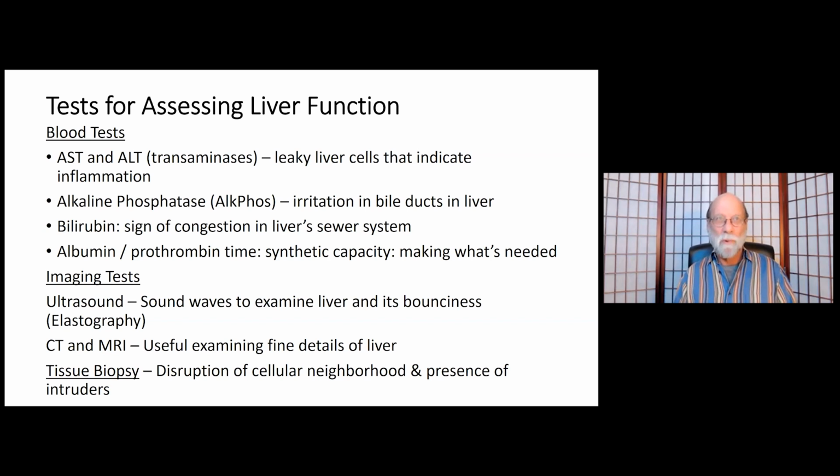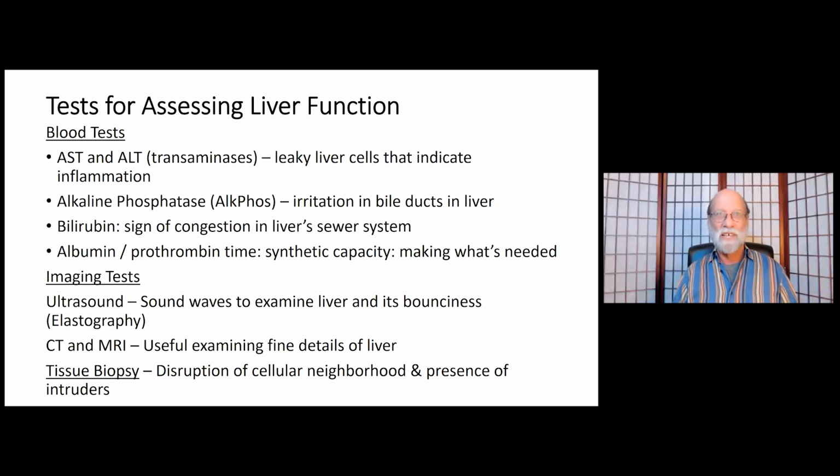So this is a very important test here. Three other types of tests are alkaline phosphatase, bilirubin, and albumin. These measure different things in terms of what the liver is doing. The first, the alkaline phosphatase, measures irritation of the bile ducts in the liver, and sometimes has different causes than elevations in the AST and ALT.